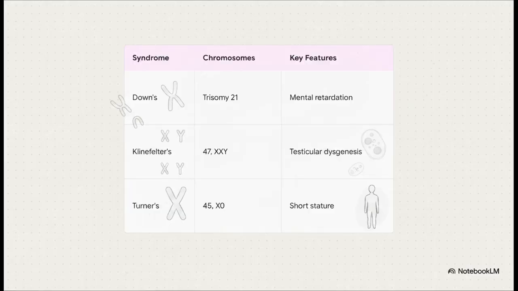And these numerical errors manifest into very distinct physical realities. Take Down syndrome, for instance, caused by trisomy 21. That means there are 3 copies of the 21st chromosome instead of the usual 2, making it the most common genetic cause of mental retardation. We also see abnormalities in the sex chromosomes. Klinefelter syndrome presents as 47XXY, typically involving testicular dysgenesis. Conversely, Turner syndrome is marked by 45X0, meaning a whole X chromosome is just missing, resulting in patients presenting with short stature and a characteristic webbed neck. It is wild to think that a single missing or extra chromosome can completely alter the trajectory of human development.